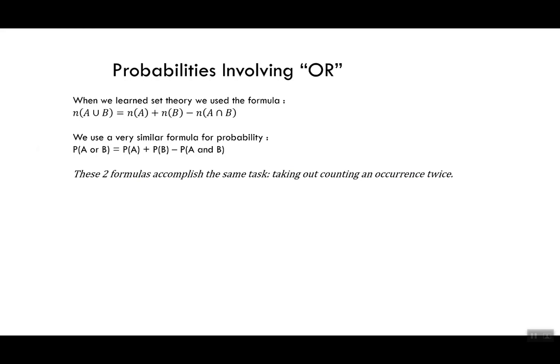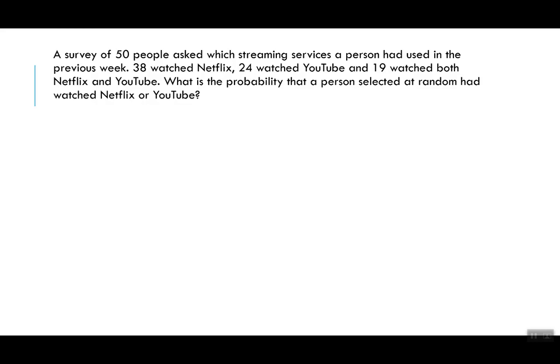So the probability of A or B will be the probability of A plus the probability of B minus the probability of A and B. These formulas are both accomplishing the same task. We're just taking out counting any occurrence from happening twice. A survey of 50 people asked which streaming service a person had used in the previous week.